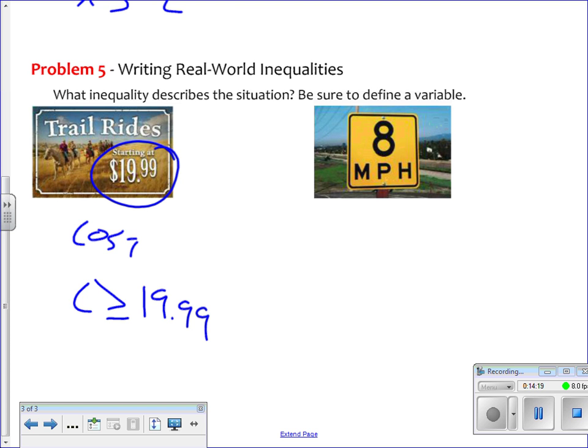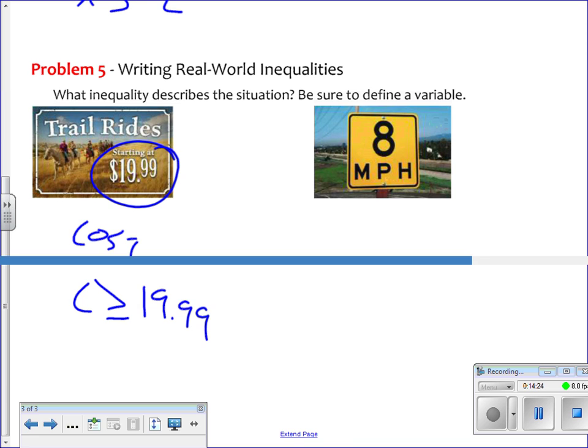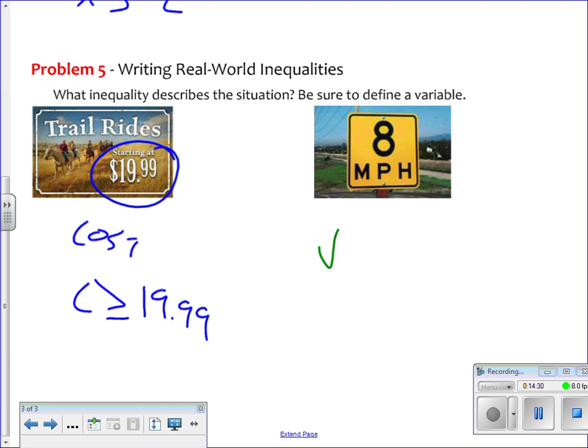So, 8 miles an hour. Let's go with V for velocity, because I don't like using S for speed since S looks like a pi. What number am I comparing it to? 8. 8 is my what? It's my maximum speed limit. So I cannot go faster than 8. I have to go less than 8. Can I go 8? Yeah, you can drive the speed limit. You're okay driving the speed limit. And do people drive more than the speed limit? Yes, I often do it myself.